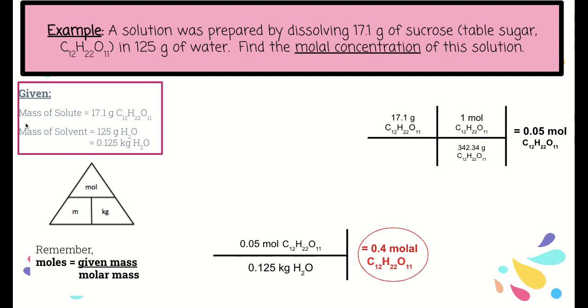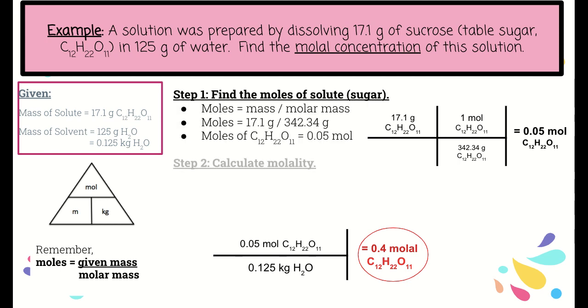So what do we have? We have the mass of the solute, which is 17.1 grams. We have the mass of the solvent, which is 125 grams. We have to put this in kilograms, so I've already converted it here. So we have 0.125 kilograms of water. The first thing we have to do, again, is find the moles. Same process as the others.